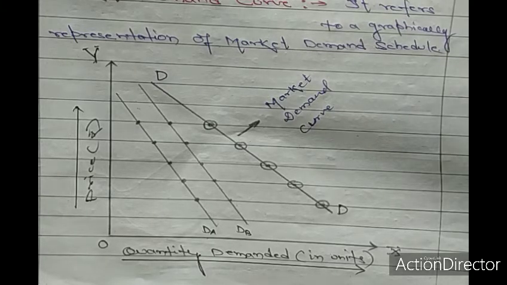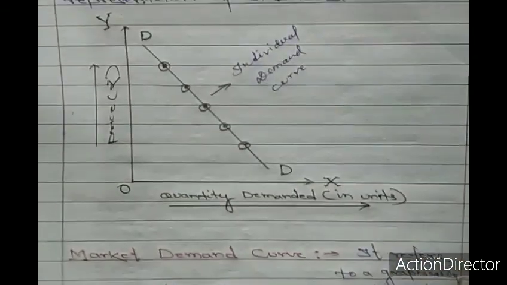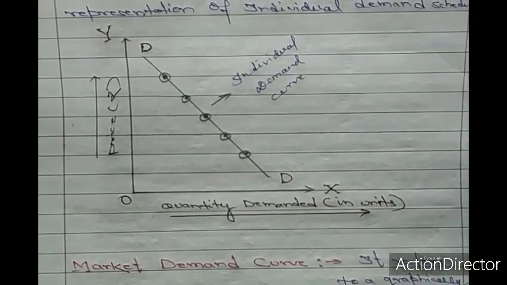If someone asks what is the difference between the individual demand curve and the market demand curve, I hope you can explain it easily. The basic point is that the market demand curve is flatter than the individual demand curve. Why? Because as price changes, the proportionate change in market demand is more than the proportionate change in individual demand. That is why it is flatter. So this is the major difference between the individual demand curve and the market demand curve. I hope you have understood it clearly.